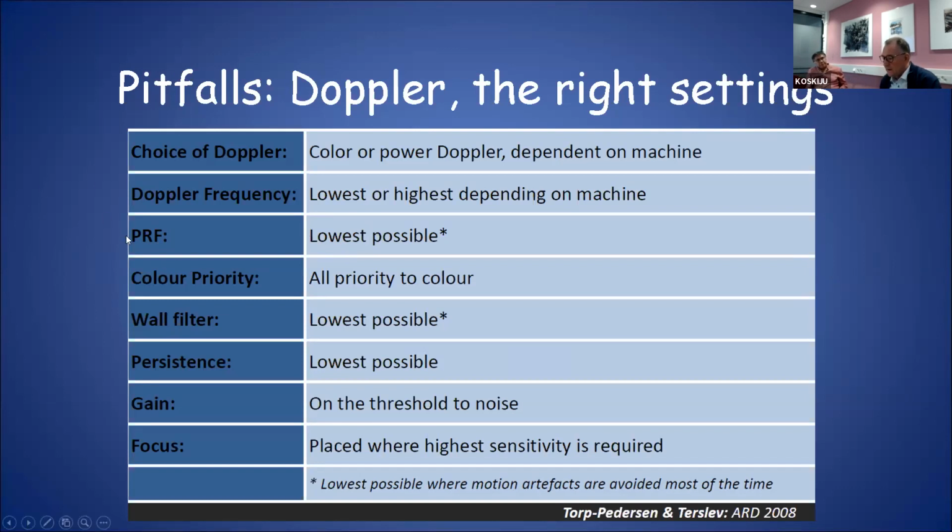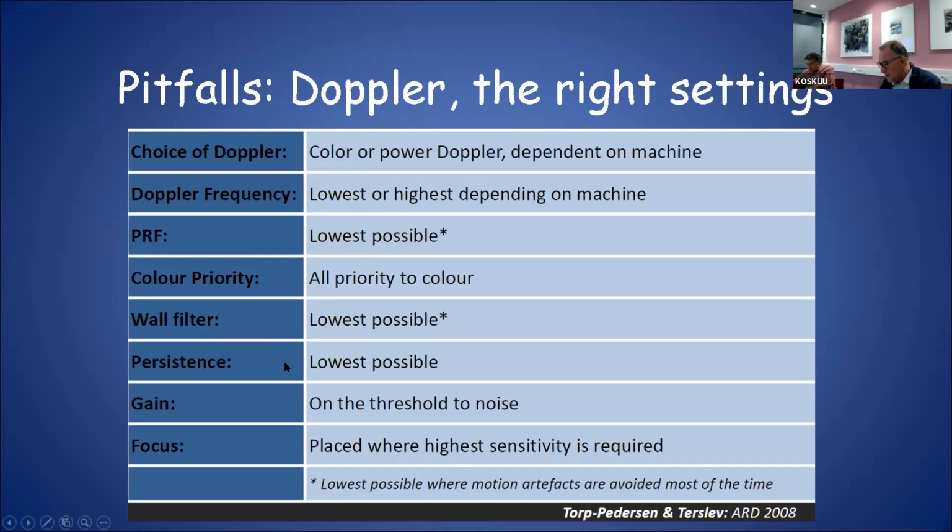This is very important. And then color priority, many machines automatically put the priority on color. Wall filter means that if we are examining large vessels like the aorta or common carotid, you have to put a high wall filter because there is so much motion artifact from the vessel wall. But when we are depicting slow flow, we put a very low filter. We want to actually see this movement. It makes it more sensitive.